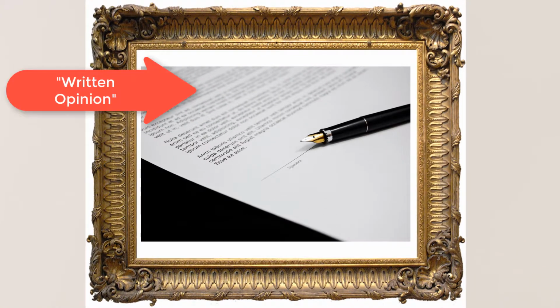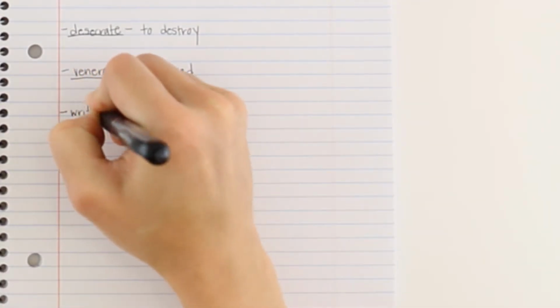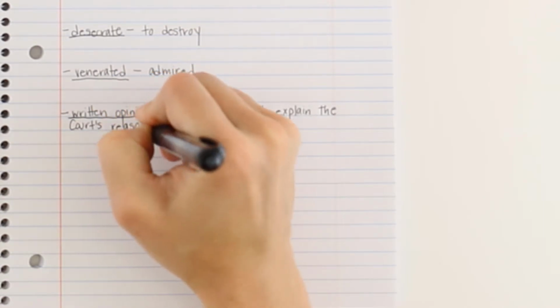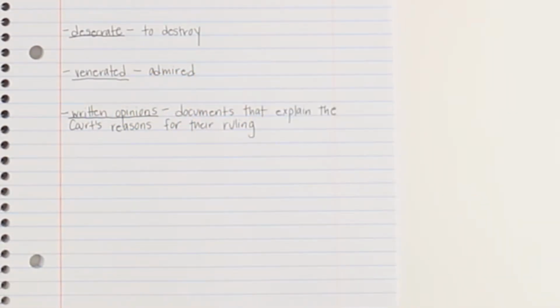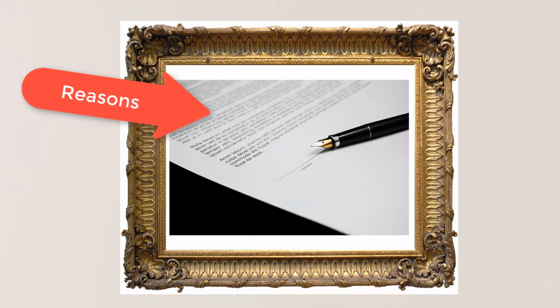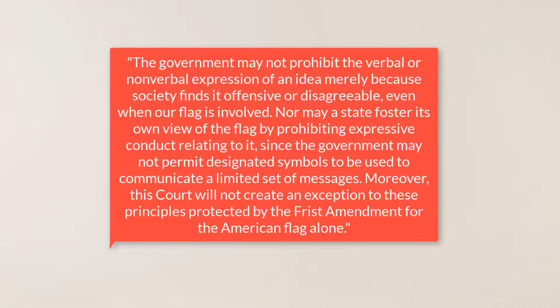When the Supreme Court makes a decision about a case, they issue written opinions. Written opinions are documents that explain the court's reasons for ruling the way they did on a case. In the written opinion for Johnson's case, the 5 justices who voted to overturn his conviction gave several reasons for their decision. First, they said the government may not prohibit the verbal or nonverbal expression of an idea merely because society finds it offensive or disagreeable.